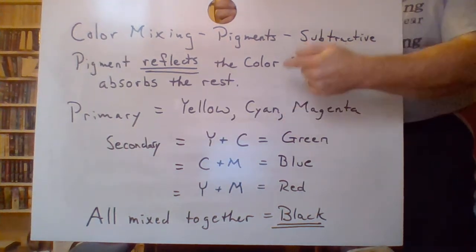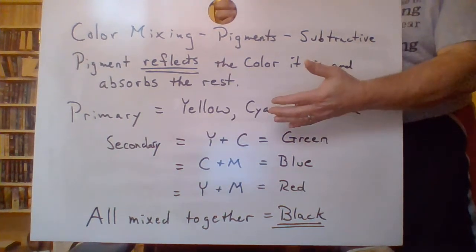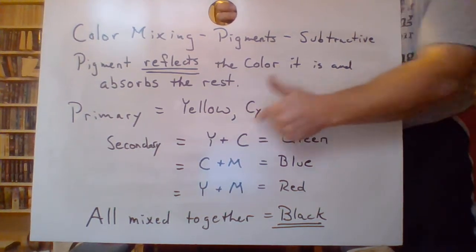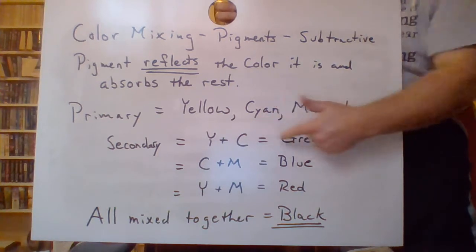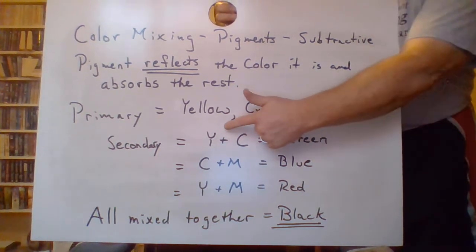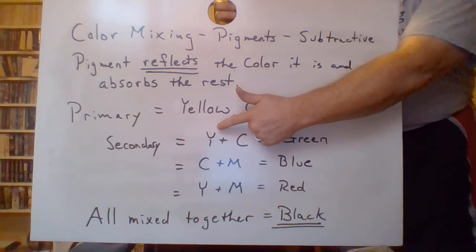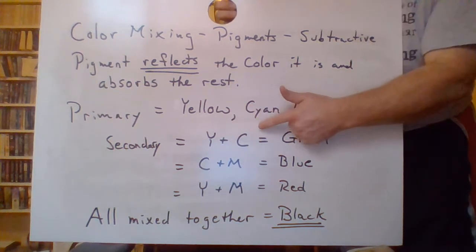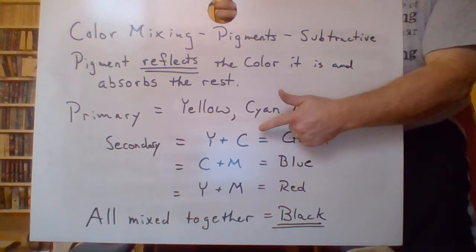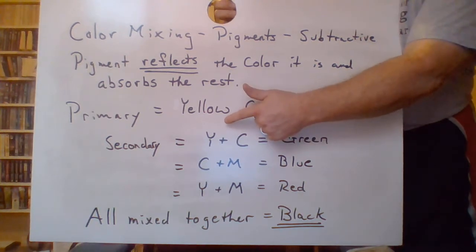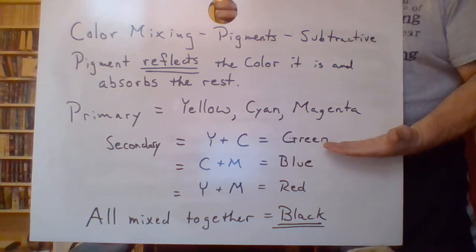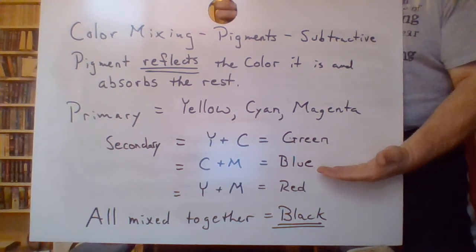Okay? So if you want a green color on your page, the yellow ink plus the cyan ink get mixed on the same spot on the page. The result is the yellow is absorbing the blue. It's reflecting red and green. The cyan is absorbing the red. It's reflecting blue and green. But since the yellow absorbed the blue and the cyan absorbed the red, what color is left over? Green.